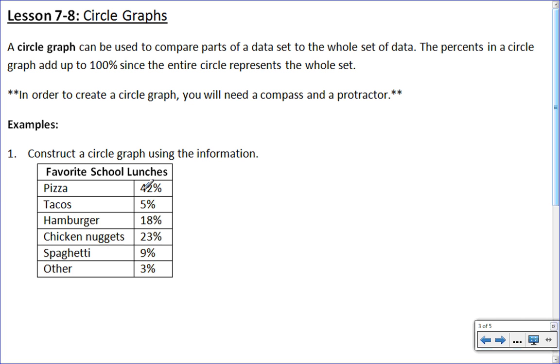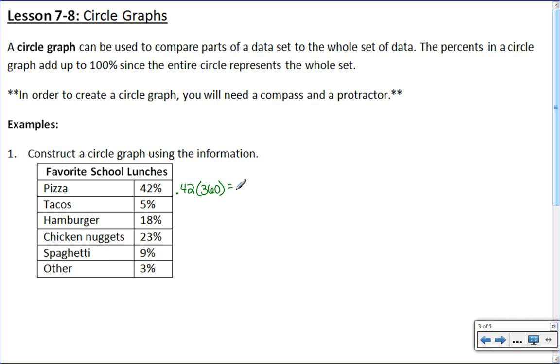Well, these percents all add up to 100, and the central angles in the whole circle will all add up to 360 degrees. So the central angles for each portion of the circle graph will be some percent of 360 degrees. So all we're going to do for now is figure out how many degrees will be in each section. So here the pizza is 42% of 360, or if we change that to a decimal, 0.42 times 360.